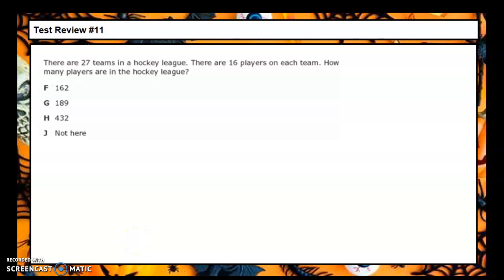Question number 11 says, there are 27 teams in a hockey league. There are 16 players on each team. How many players are in the hockey league?